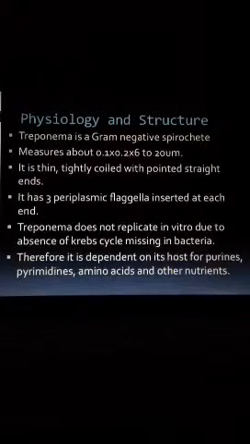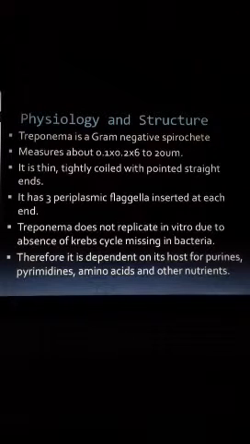Now let's start with the physiology and structure of Treponema pallidum. Treponema is a gram-negative spirochete. The bacterium measures about 0.1 by 0.2 by 6 up to about 20 micrometers in length. Treponema is thin, tightly coiled, and has pointed straight ends. It has 3 periplasmic flagella inserted at each end.